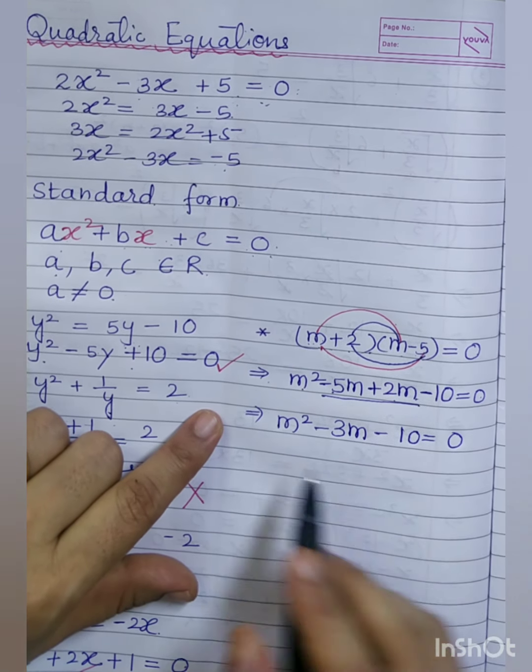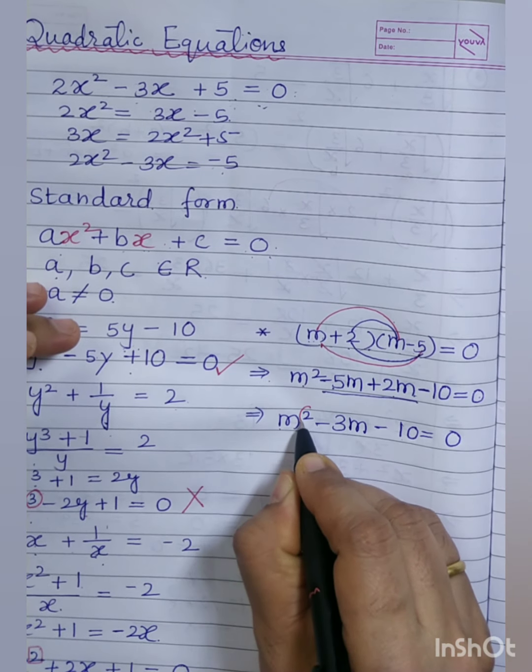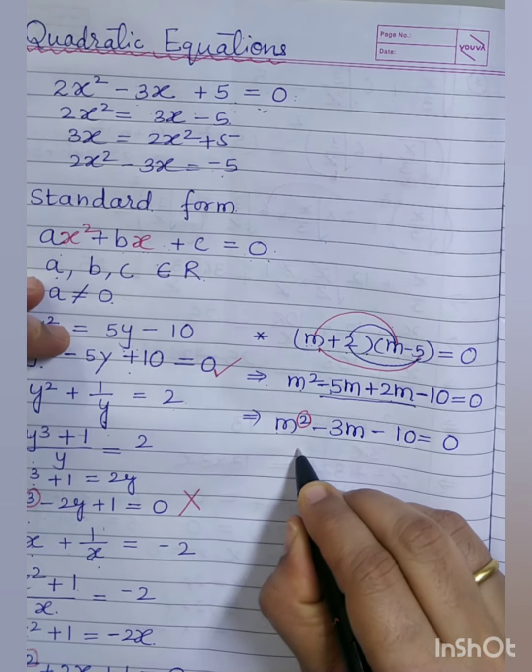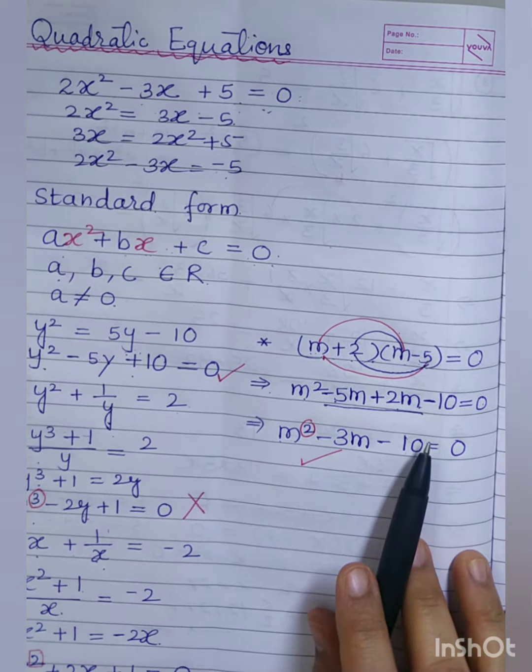Minus 10 equals 0. Only one variable, m. What is its highest index? 2. So is it a quadratic equation? Yes, it is a quadratic equation.